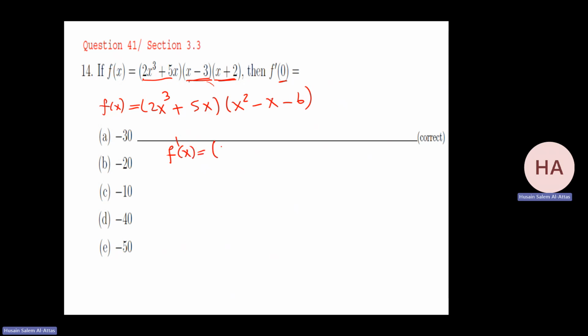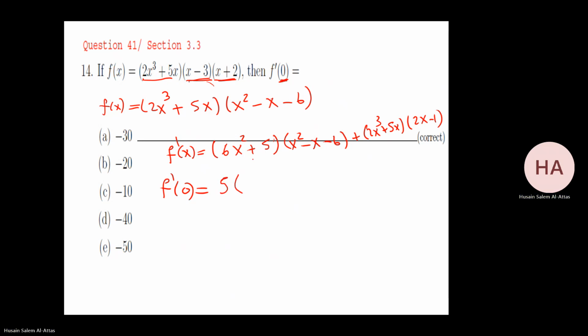Derivative of the first, 6x squared plus 5, times the second, plus the first, derivative of the second, which is 2x minus 1. Now we need the derivative at 0, so it will be easy to calculate. At 0, I have 5. This is 0, 5 times 0, 0 times minus 6. This one I have 0. Here I have 0 plus 0, which is 0, times minus 1. So the answer is minus 30, which is this one.